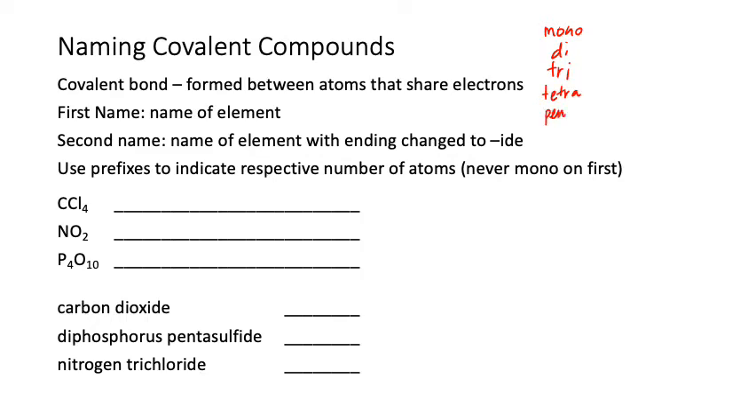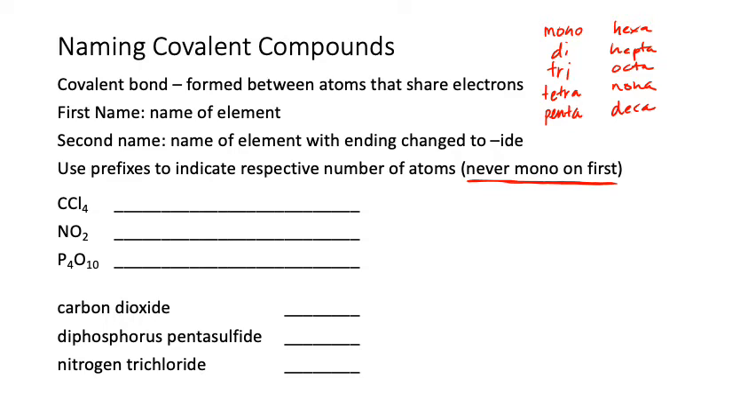tetra, penta, then we're moving on to 6, which is hexa, hepta, octa, nona, and deca. So those are going to be our prefixes that we use. So it's important to note that we always are going to want to use a prefix except mono on the first name. You never use mono if you're talking about the first name. Otherwise, you're always going to want to have a prefix.